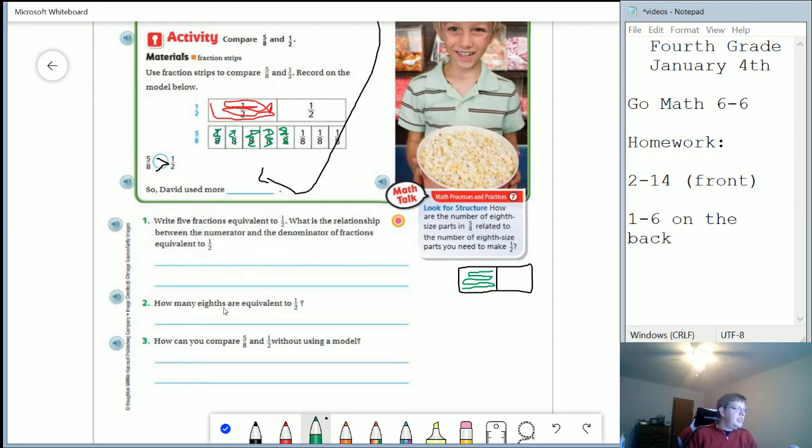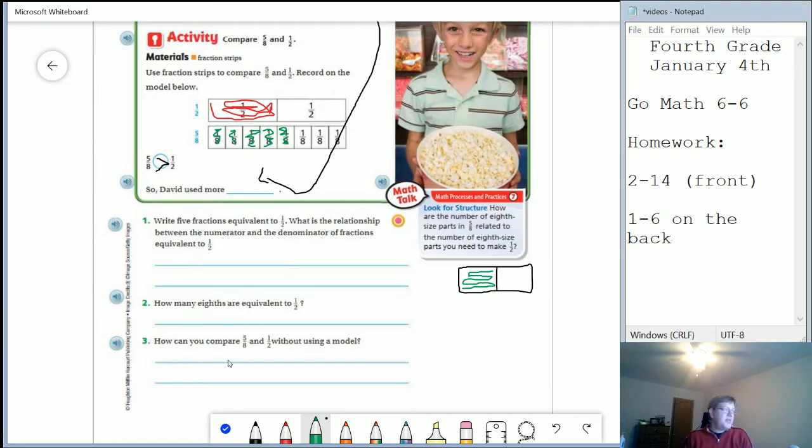And then we want to figure out how many 8s are equivalent to 1/2. So hint, if you go ahead and do this part for number 1, that should give you a good starting point to figure out the answer to that. And then we can also use our fraction strip up here to help us find the answer to number 2.